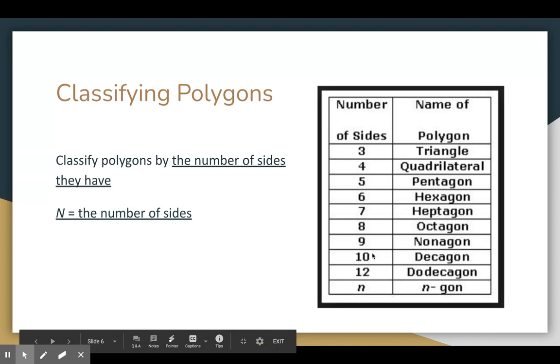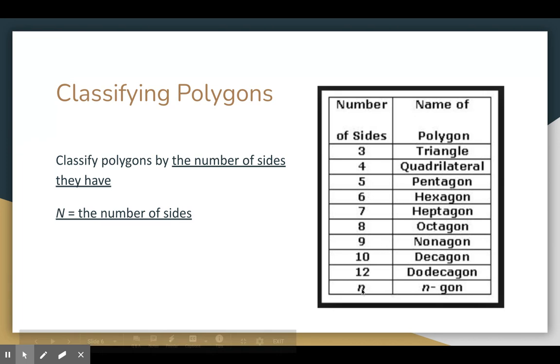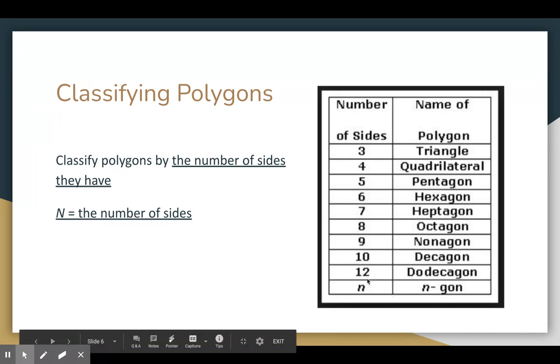There are proper names for some other numbers of sides, but to a certain point, whatever the number of sides is, we would call n. We'd use it as a variable, and we would just call that an n-gon. For example, if the shape had 13 sides, we'd call it a 13-gon. If it had 112 sides, we'd call it a 112-gon. We would just use that number and then add the suffix gon to the end of it.